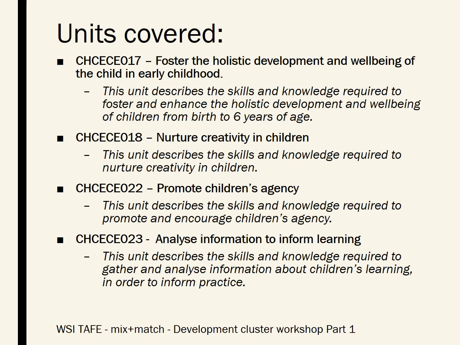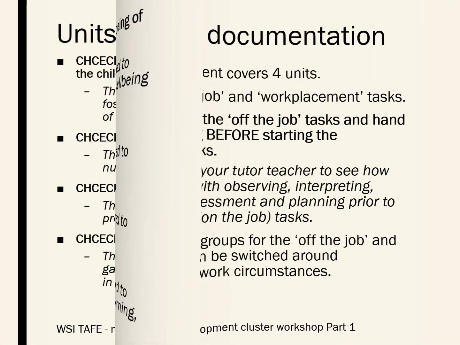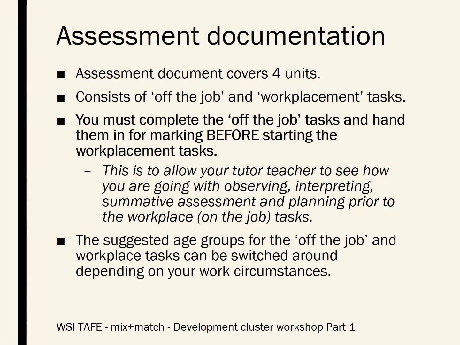So basically 17 is the unit that is about children's development. 18 is the unit about creativity. 22 is about fostering children's ability to do things themselves, agency. And 23 is the observation unit. The assessment does cover all 4 units.